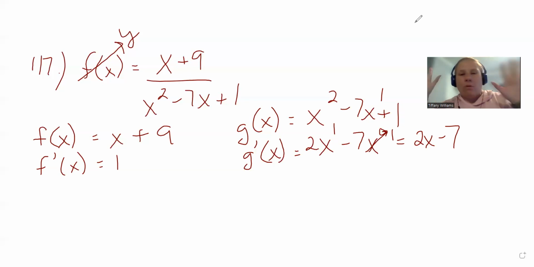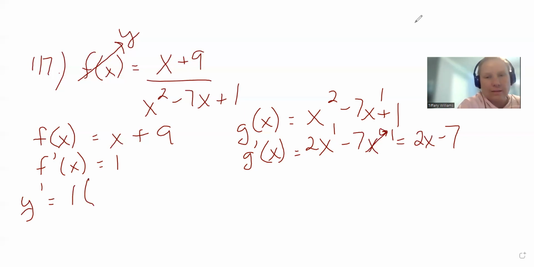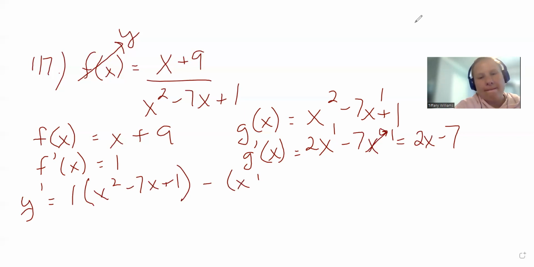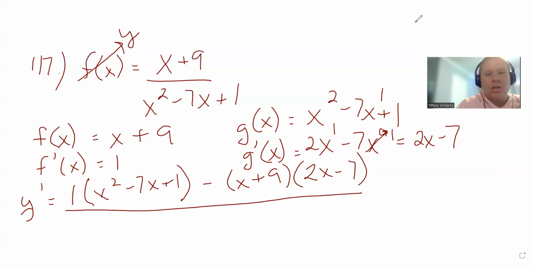Okay, so with that in mind, I'm going to now plug this into my derivative equation. So y prime is going to be equal to, it was the derivative of f times g of x, minus f, which was x plus 9, times g prime of x, just 2x minus 7, over g of x squared. Let me do it like this, x squared minus 7x plus 1 squared.